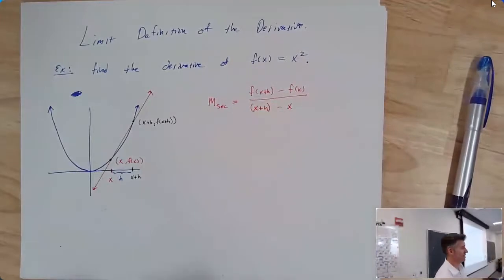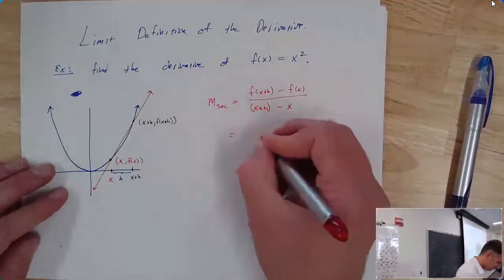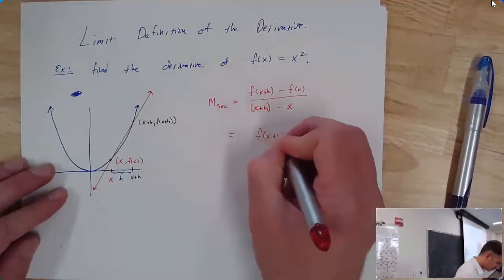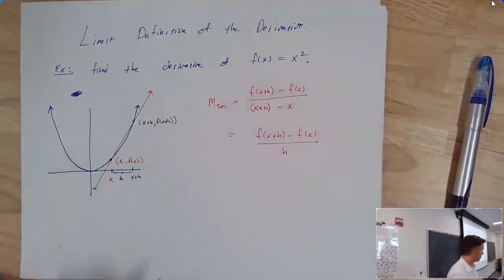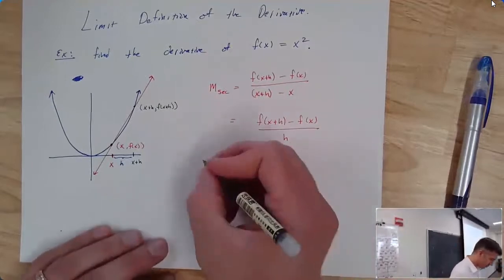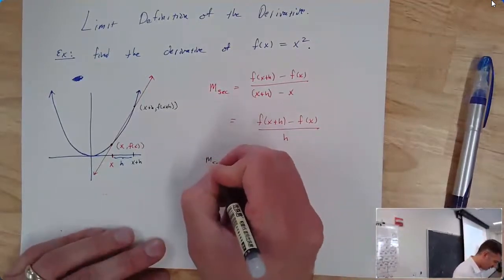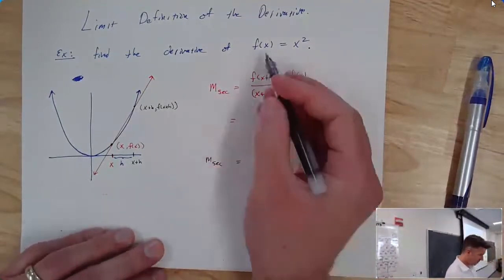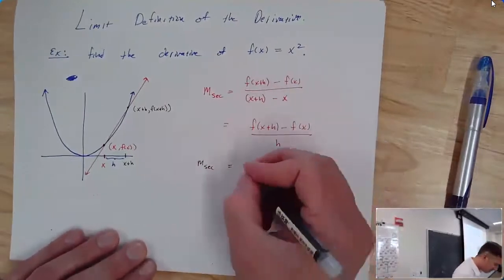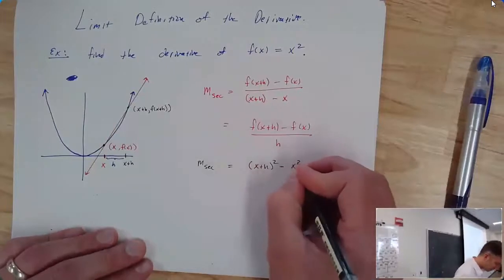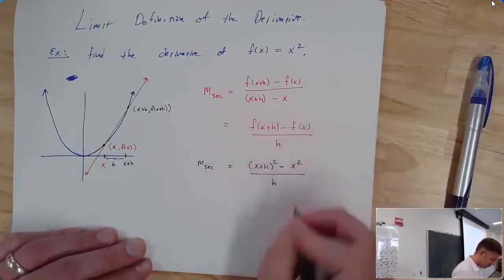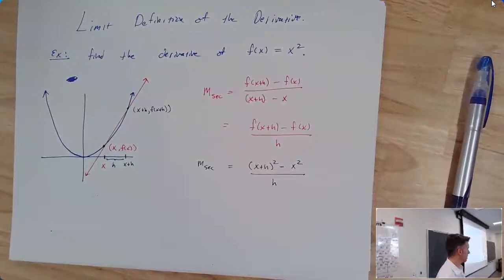And I'm going to simplify that just a tiny bit. I'm going to cancel the x's in the denominator. So I'm going to have f of x plus h minus f of x all over h. In this particular example, the slope of the secant line is going to be, well, our function is x squared, so we're going to have x plus h squared minus x squared all over h. That's the slope of our secant line.